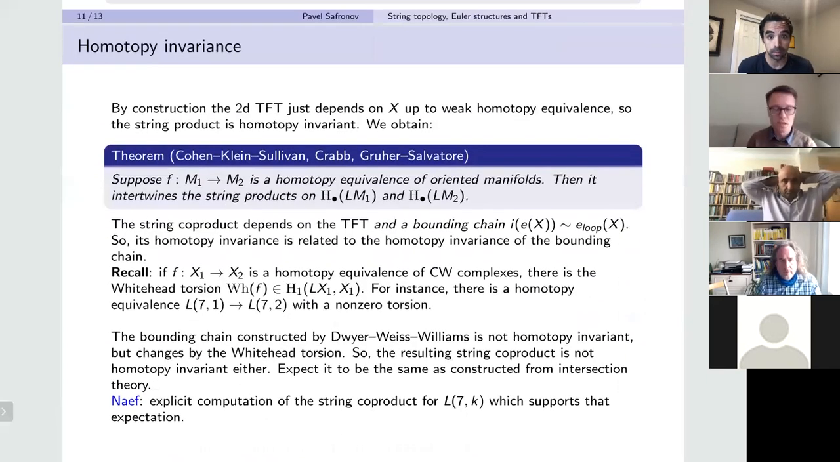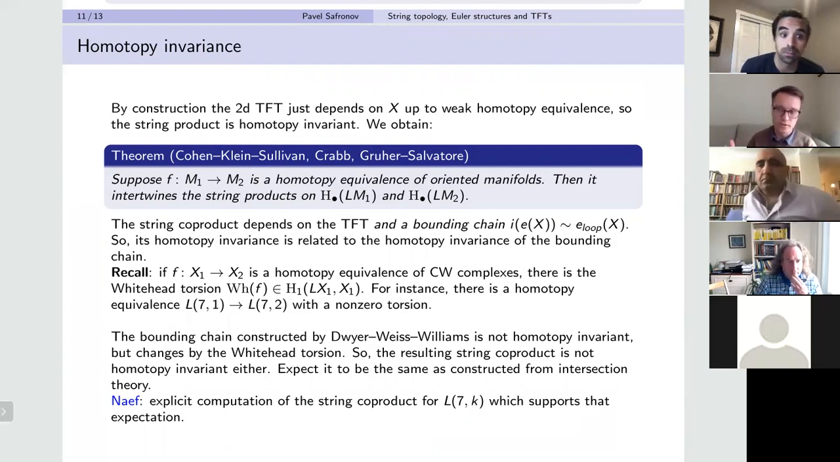Okay. And it's known that if you look at this Dwyer-Williams bounding chain, that one is not homotopy-invariant, and more or less by construction, it changes by the Whitehead torsion. So what this means is that, again, the string coproduct, if you use this bounding chain, will also not be homotopy-invariant, and it will change by the same Whitehead torsion.